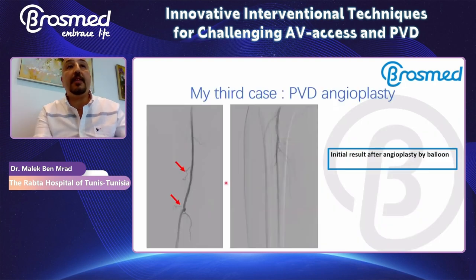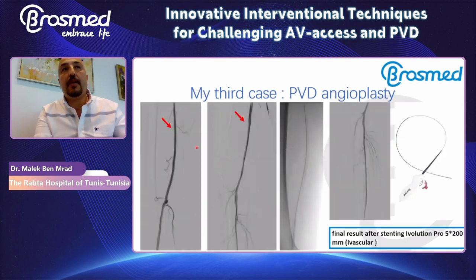And finally, you have the initial result after angioplasty. You see here the small dissection, and also the tibial. So we decided to put a long stent, an Evolution from Cook Vascular, 5 by 200. You see here the proximal part of the stent, and the distal part. You see the whole stent for the distal and middle part of the SFA. You see here the old stent. We have a good result for the SFA, popliteal, and peroneal artery.